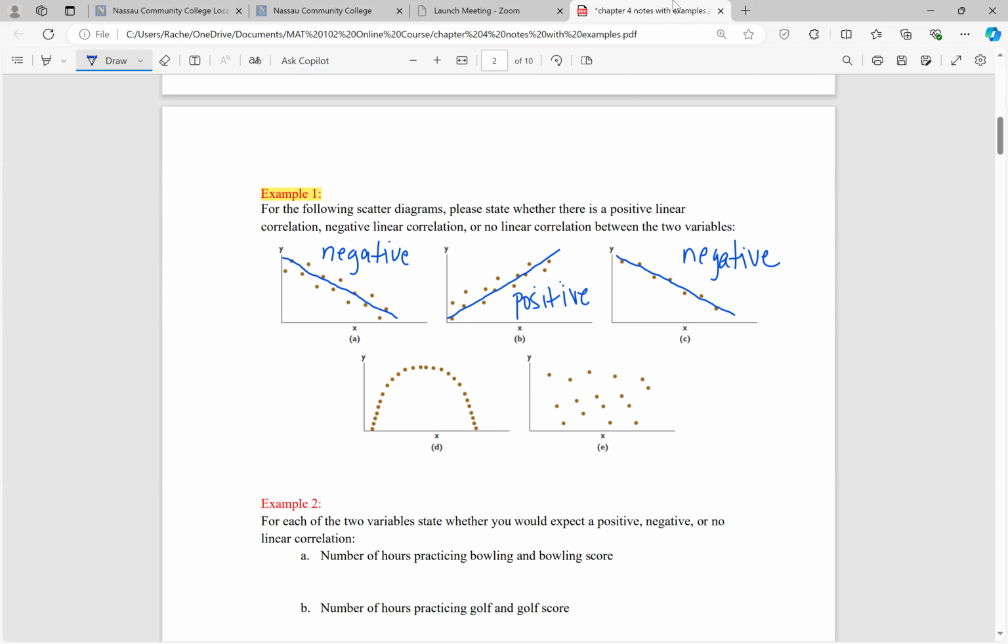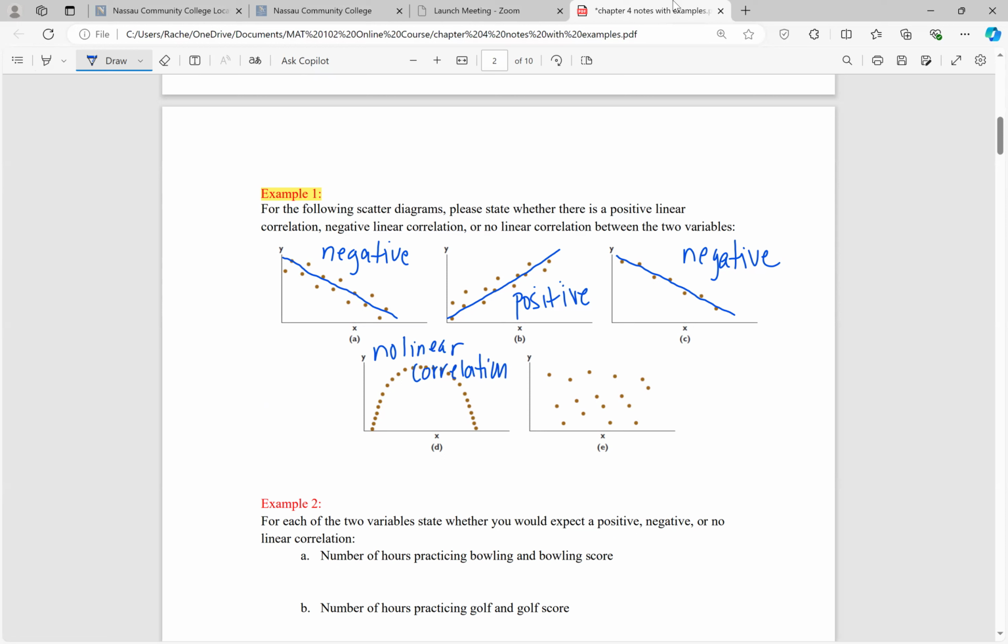And then graph D, there definitely seems to be some sort of relationship between X and Y. It's just not a line, right, or a linear relationship. So D would be an example of no linear correlation.